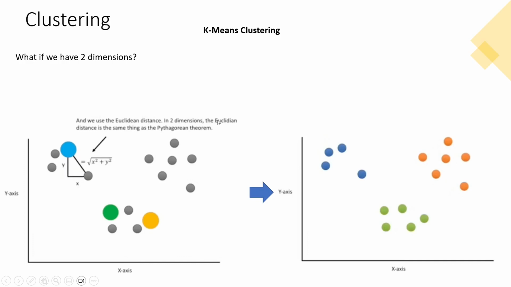What if we have two-dimensional data? The example we worked on is one-dimensional. What if we have two-dimensional data? We then basically use the Euclidean distance in 2D. Instead of calculating the distance between these points in just 1D, we calculate the distance in 2D. Okay, that's basically the same thing.